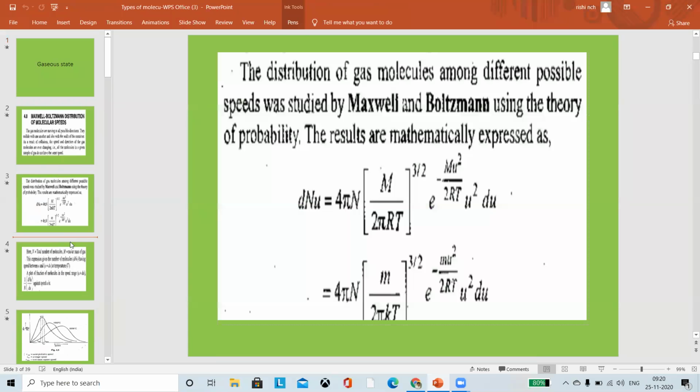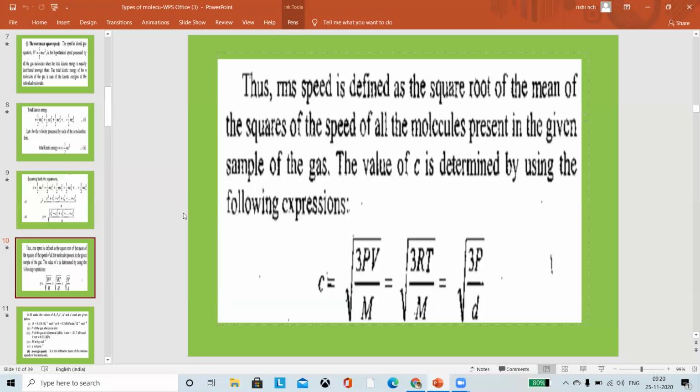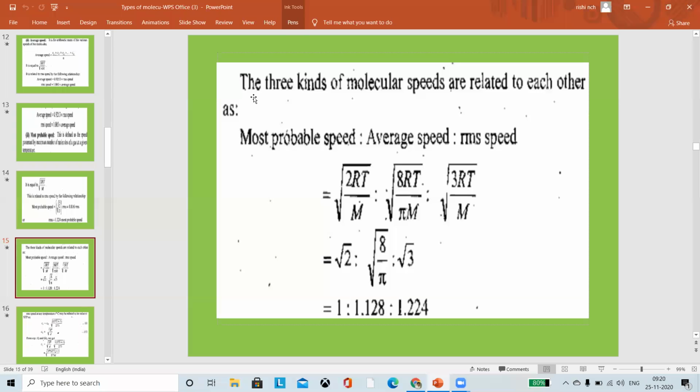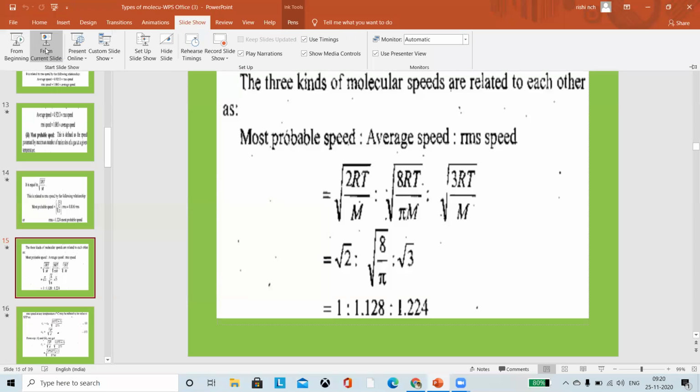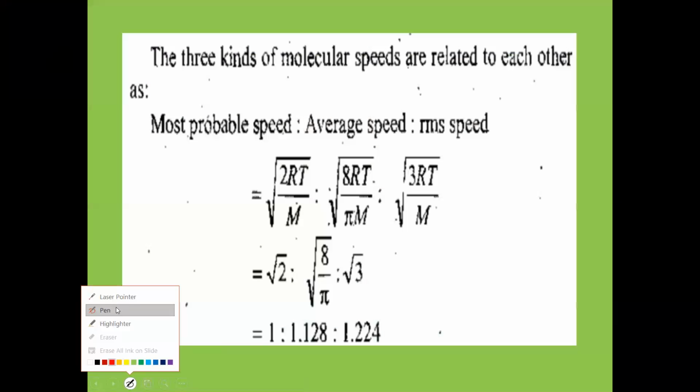Types of molecular velocities. Yesterday we discussed that there are different types of velocities among the gas molecules. What are the different types of velocities? Most probable velocity, average velocity, and RMS velocity. RMS stands for root mean square velocity.